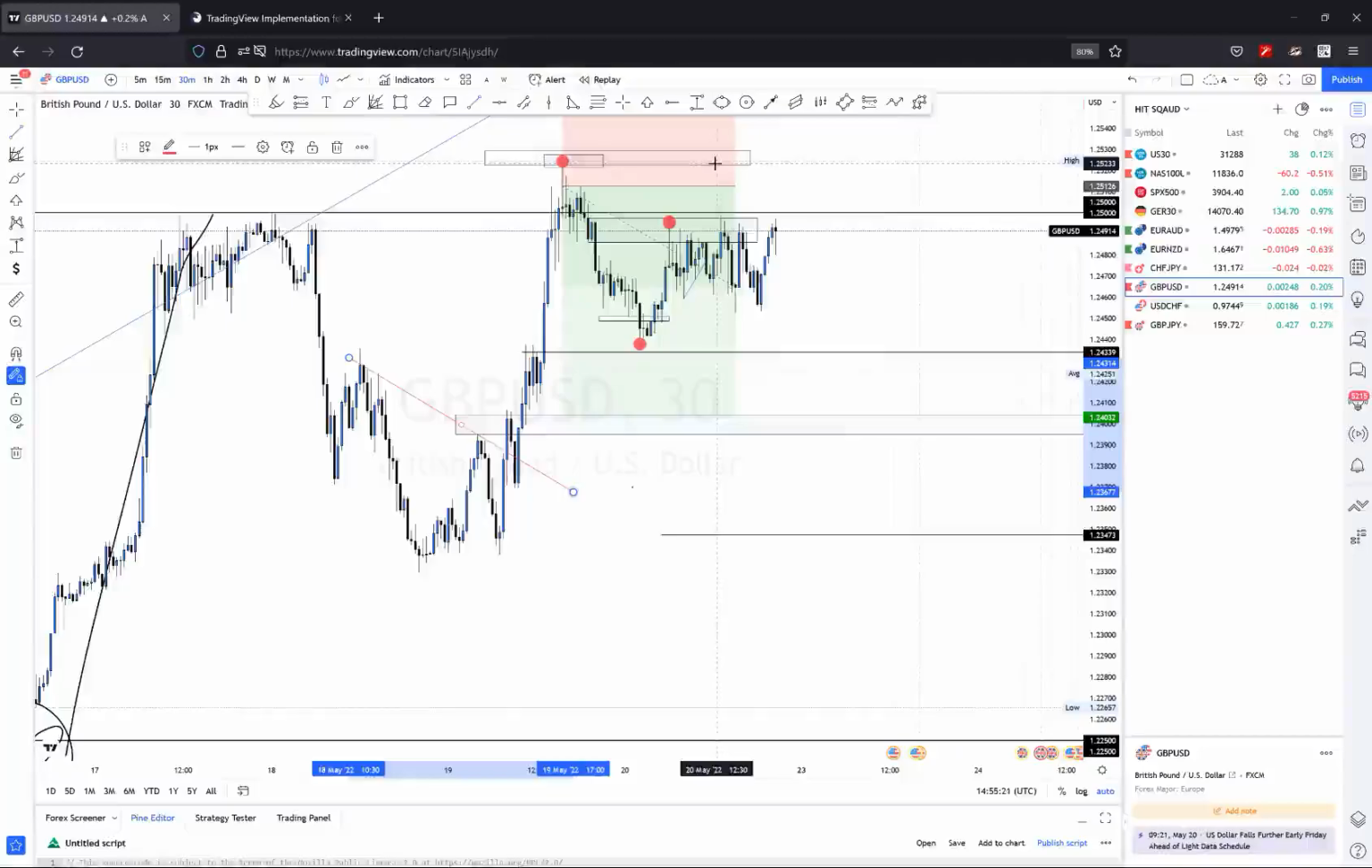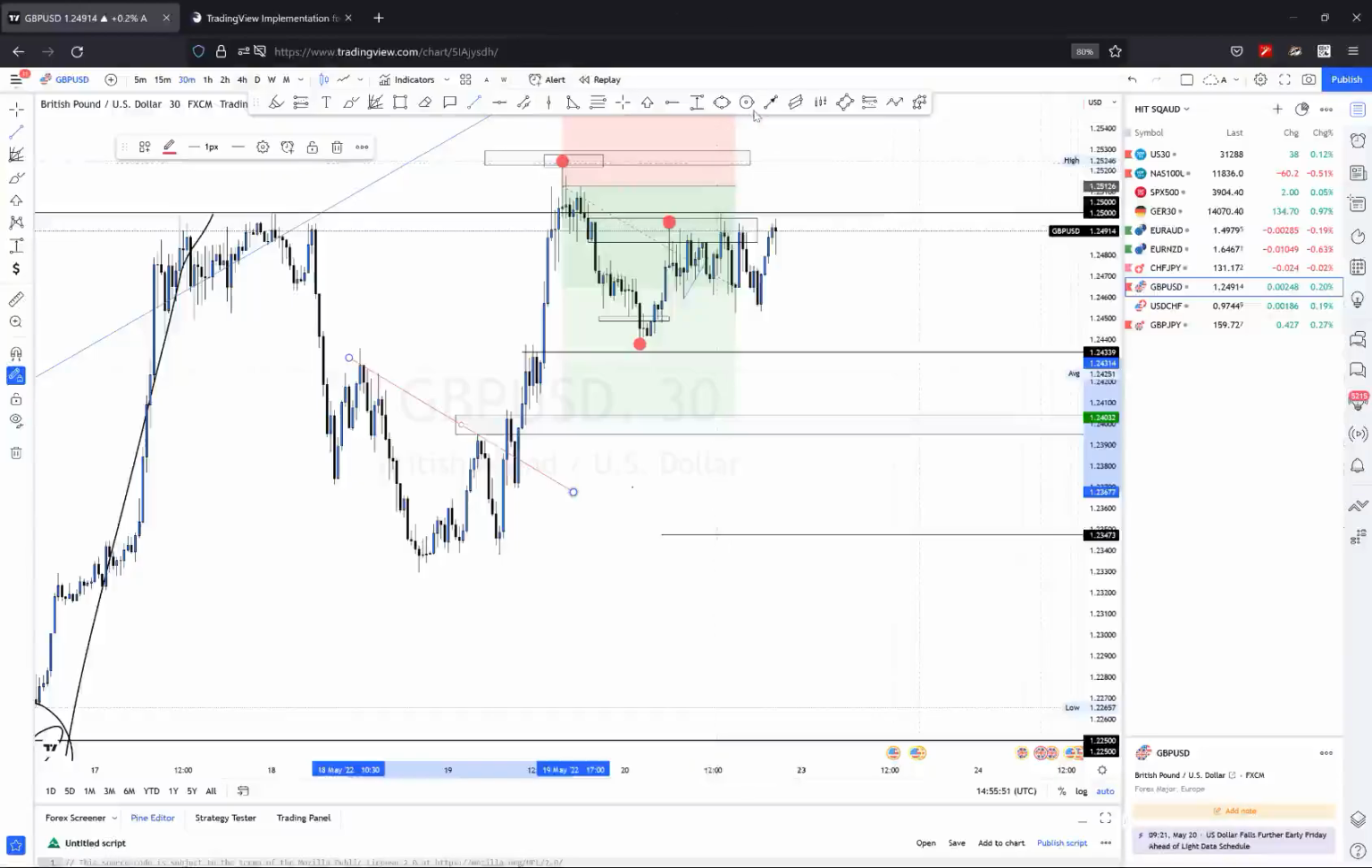So currently our pip count is minus 80, minus 50 for this one, and then we will say Euro AUD is also in drawdown now, so it's minus 30 for that. So in total, that is minus 160 pips for those three trades.